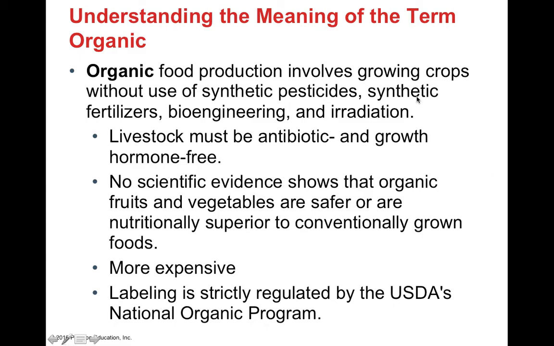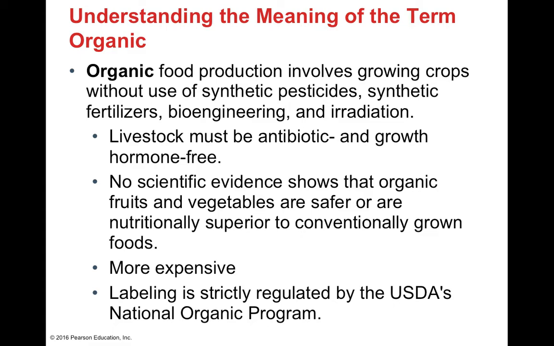organic food production is going to involve growing crops without any synthetic compounds, no synthetic pesticides, no synthetic fertilizers, no bioengineering, so no GMOs, and no irradiation. All livestock have to be antibiotic and growth hormone free. However, all of these precautions don't necessarily line up with any scientific research. So we don't have any scientific evidence that demonstrates that completely organic fruits and vegetables are safer or in any way nutritionally superior to conventionally grown food. But we do know that they are more expensive.